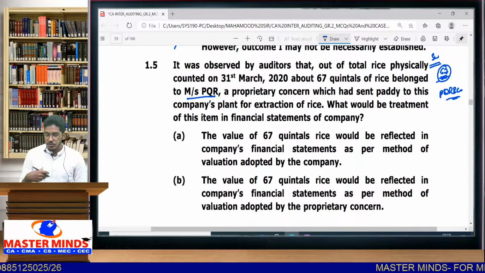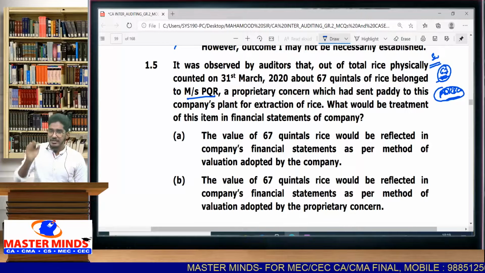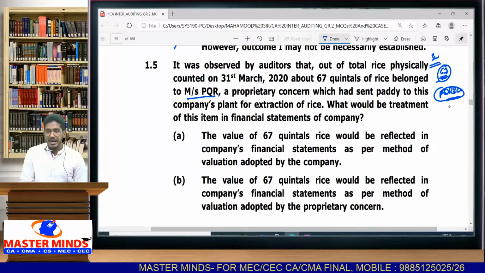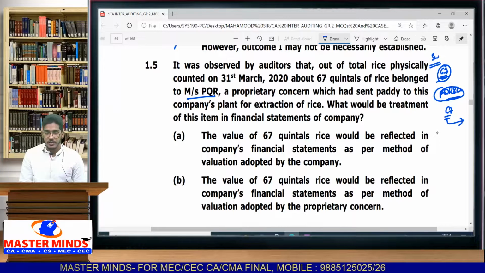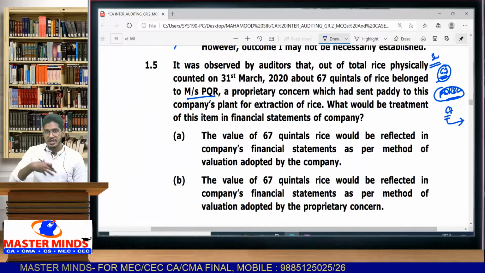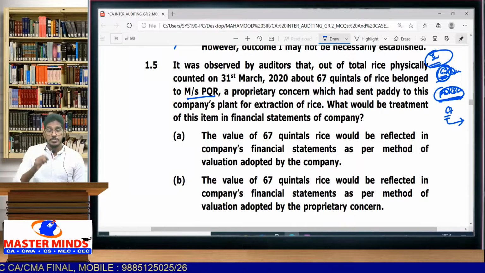But why are they lying with you? Because this proprietary concern PQR and Co have sent paddy to you, out of that you have extracted the rice, and you have to send it back to PQR. But as on the balance sheet, that is still lying with you. Now for this 67 quintals, who is the owner? PQR and Co proprietary concern or Sweet Aroma? PQR proprietary concern. Why?